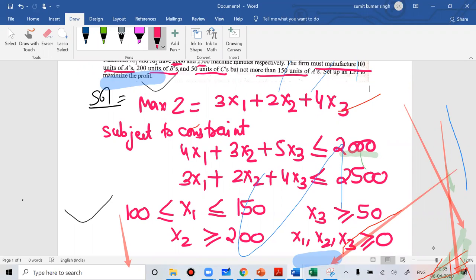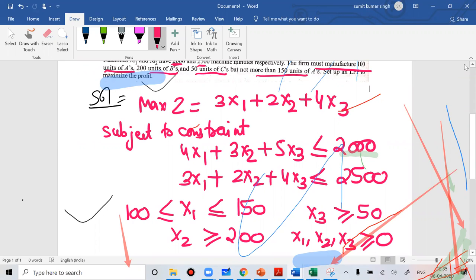That's it. Done. You get 5 marks. Simple. Nothing you have to do in this problem. You just need to write the equation. You write the equation, your work is done. Okay, very simple. These problems are not at all difficult.